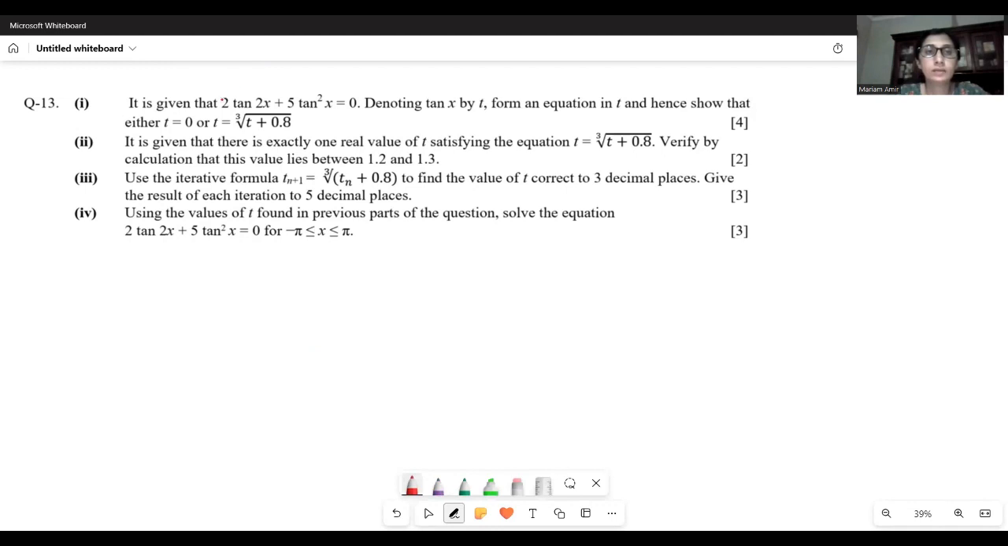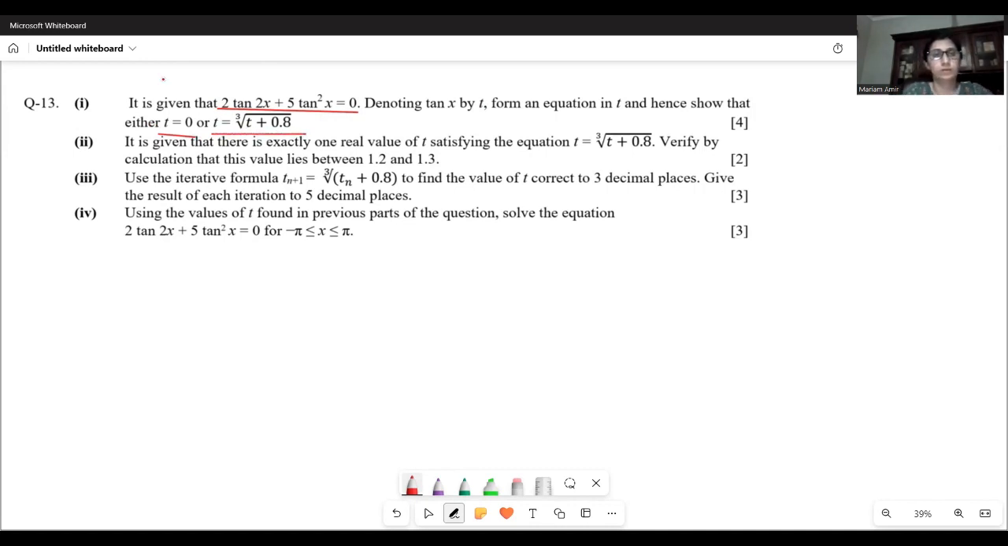It is given that 2 tan 2x plus 5 tan square x is equal to 0. Denoting tan x by t, form an equation in t and hence show that either t is equal to 0 or t is equal to the cube root of t plus 0.8.